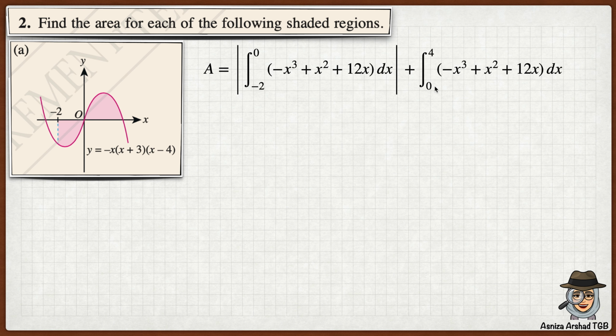Okay, next, we need to find the area of the shaded region. Now the shaded region is between the straight line and the curve. It starts from 0, and we need to find the end points of the shaded region. That means we need to find the intersection points between both graphs.